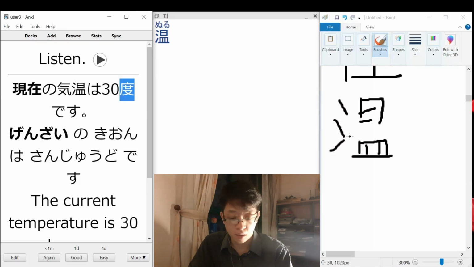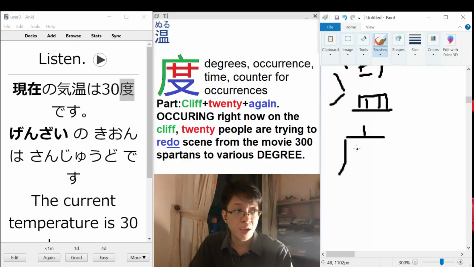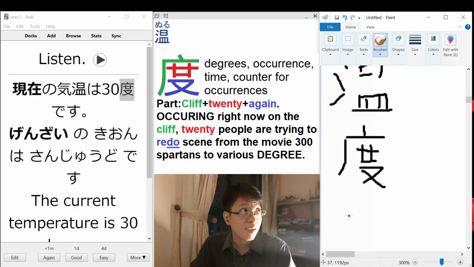Okay, this one is degree, right? Degree. But also it means occurrence. We have a cliff here. And this pattern means 20, right? And this one is again. So occurring on the cliff right now, there are 20 people trying to recreate scenes from the movie 300 Spartans. Yeah, they are doing that to various degrees. Yeah, and that is the mnemonic. Kind of a mess actually.